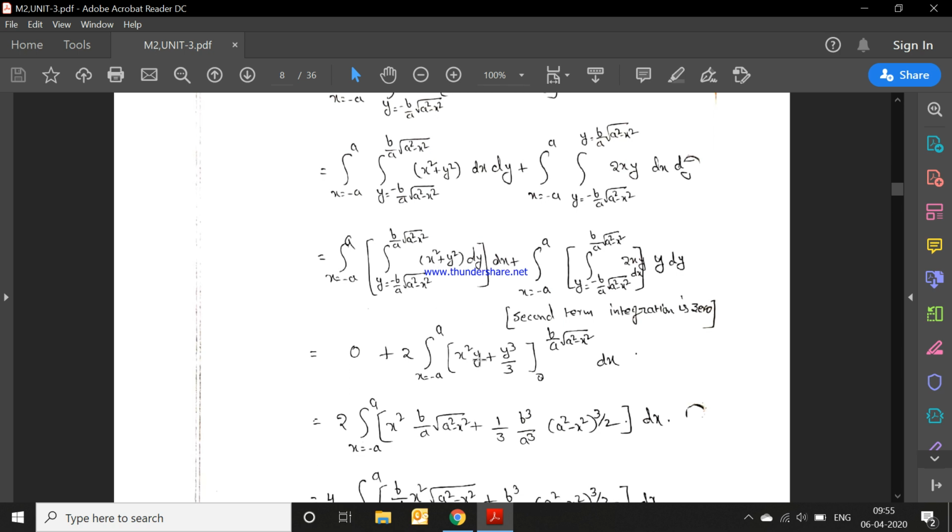So first integrate with respect to y. x square is constant. Integral of dy is y, plus y square integration is y cube by 3. And we have a possibility: integral from minus a to a of f(x) dx is equal to 2 times the integral from 0 to a of f(x) dx if f(x) is even. So by applying that rule, I am writing the y limits are 0 to b by a under root of a square minus x square, multiplied with 2.